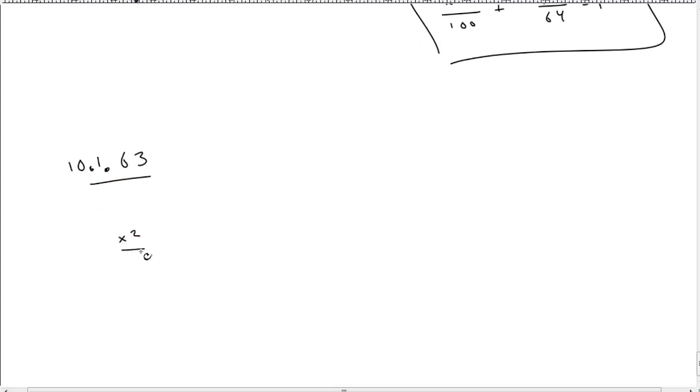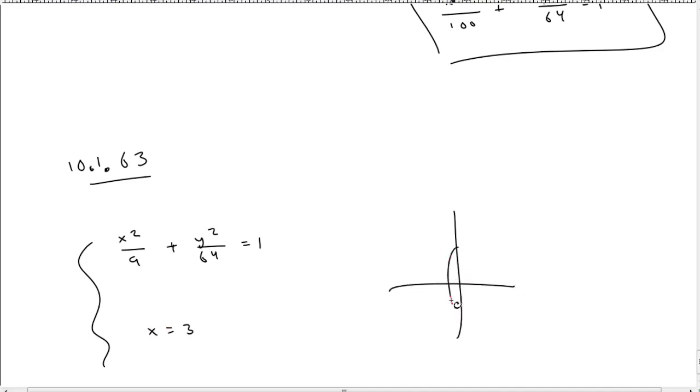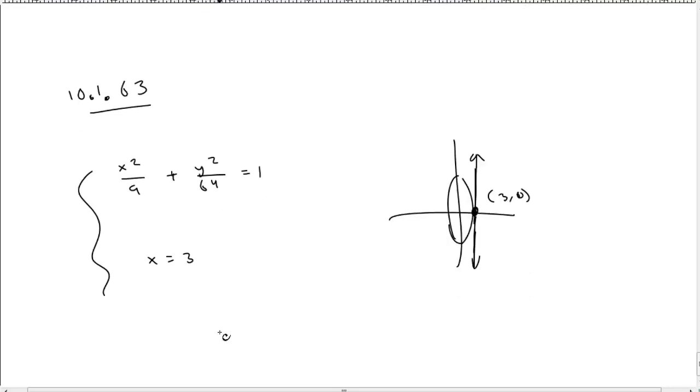10.1.63. So I've got x squared over 9 plus y squared over 64 is equal to 1. And they've got a big curly thing that's a piecewise function, x equals 3. Now, this is a weird thing here, but this is going to be a y major ellipse, and it has a vertical line, x equals 3, right here, and they're touching right at that point. In fact, that point where they're touching is (3, 0), because again, x is definitely equal to 3. And what they want is to find the solution set, find out where they're intersecting.